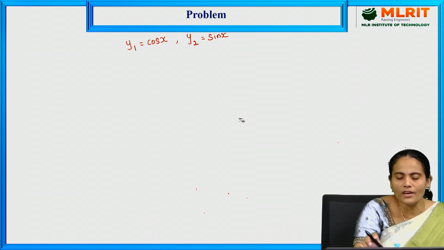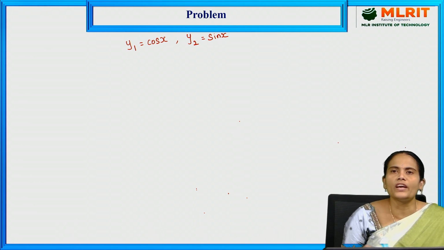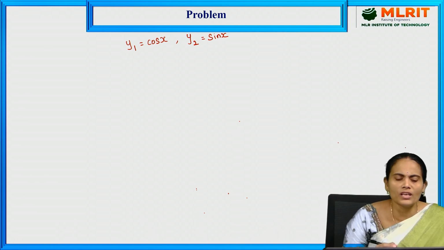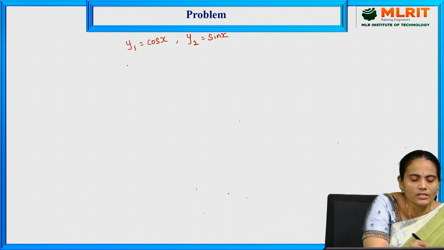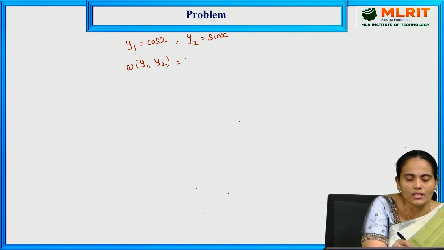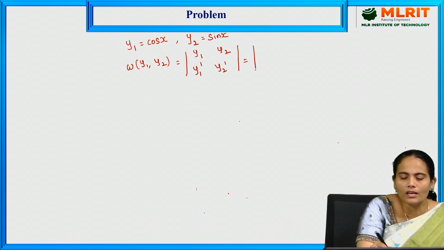So now we have to find a particular integral. Before that, we will find the Wronskian of y1 and y2. The Wronskian of y1, y2 is the determinant of y1, y2, y1 dash and y2 dash. Here y1 is cos x, y2 is sin x.